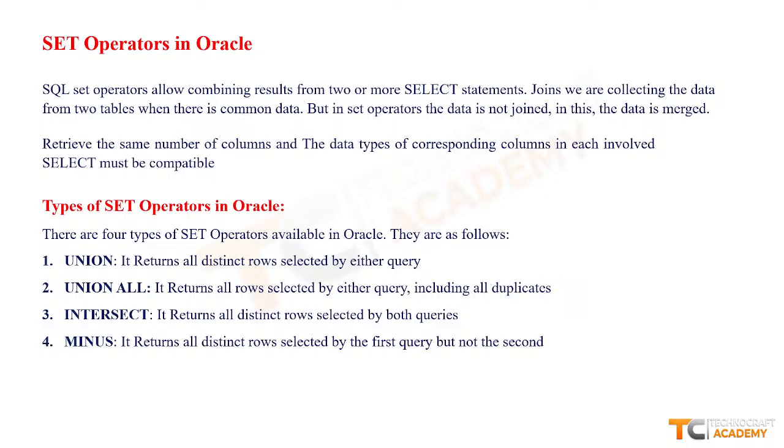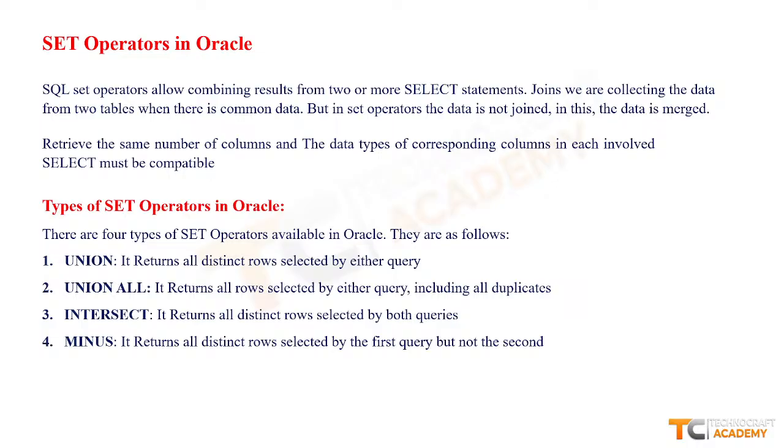Union combines two select queries and returns all the distinct rows. So only the unique or distinct rows are selected from both the select queries. And union all is similar to union, but it also includes the duplicates, whereas union includes only the unique or distinct values, union all will include even the duplicate values as well.